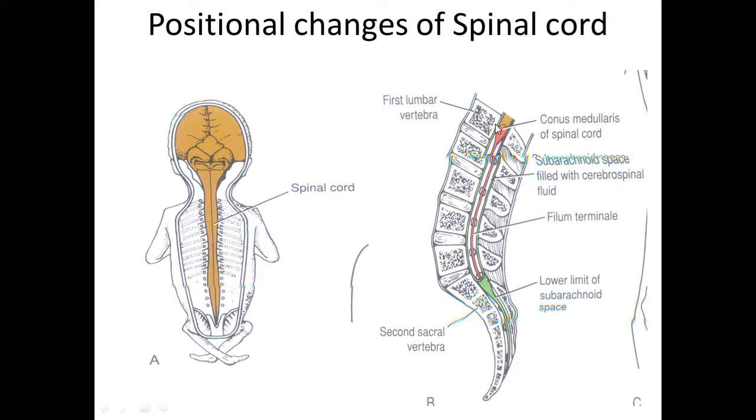So in intrauterine life, up to the third month, the length of the spinal cord and the length of the vertebral canal are the same, but as age advances, the vertebral canal grows faster, and therefore the spinal cord ends at the lower border of L1.